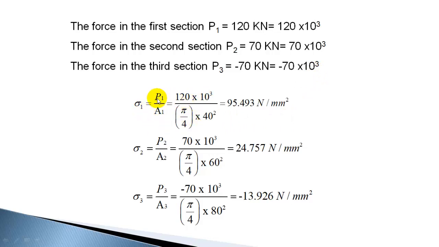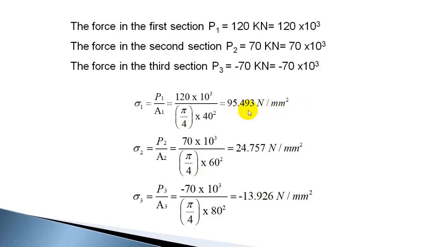So P1 is 120 into 10 raised to 3 Newton divided by area, which is pi by 4 into diameter square, because it's a circular cross section. You need to find out the area as pi by 4 d square or pi r square. Pi r square means pi into radius, which is 20, so pi into 20 square you can use. So you are getting the stress in that particular section. First section has 95.493 Newton per mm square.